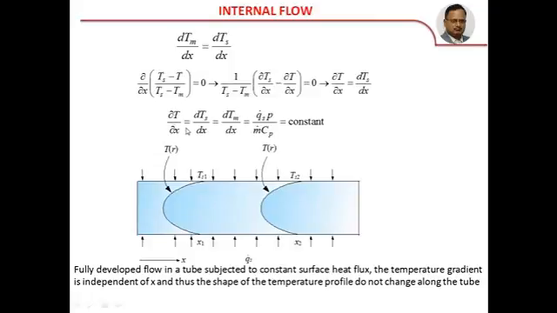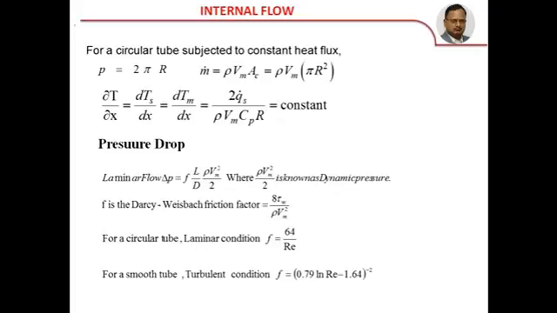Hence, for a fully developed flow which is subjected to constant heat flux, the temperature gradient is independent of x. Thus, the shape of the temperature profile does not change along the length of the tube. That is what we have already seen. Whether it is a velocity boundary layer or thermal boundary layer, the profile shape will remain the same. The temperature profile shape will remain the same.